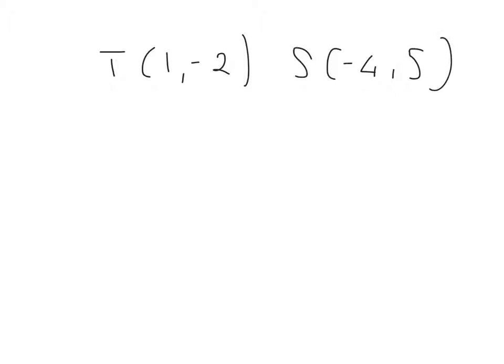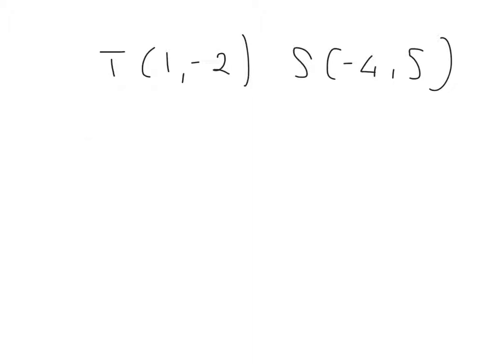We're going to now look at perpendicular lines, lines that meet each other at a right angle. Example 1, given that T is the point (1, -2) and S is the point (-4, 5), find the gradient of any line which is perpendicular to ST.